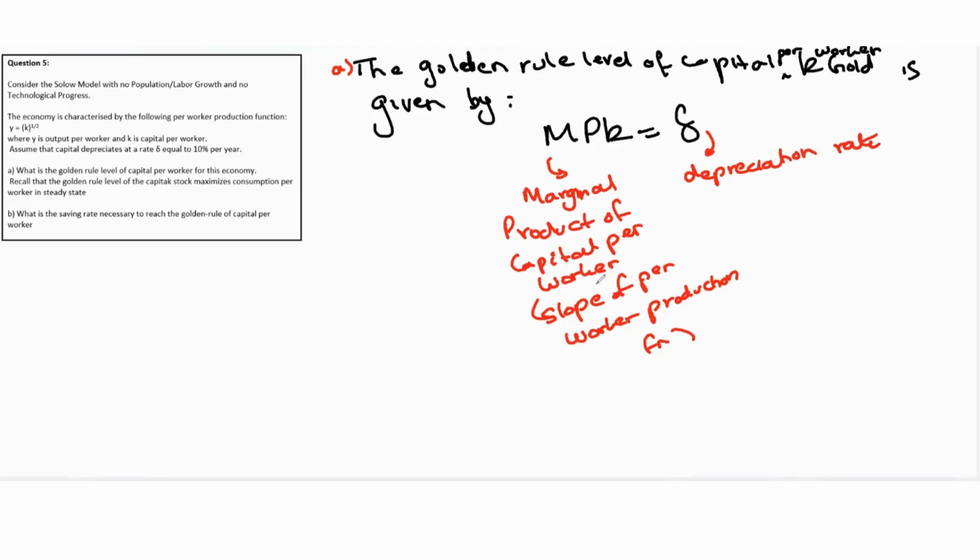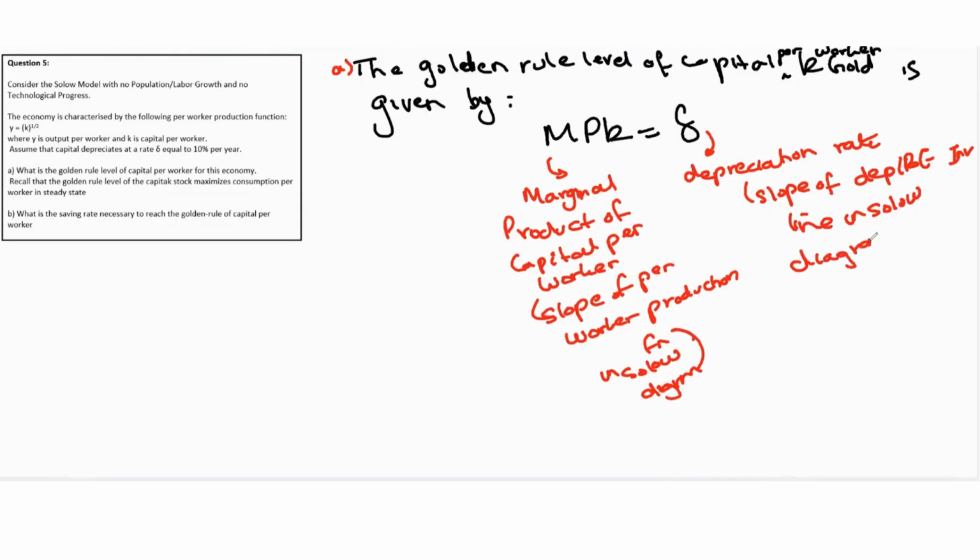And this is essentially now the Solow diagram. So in the Solow diagram, we have the per worker production function that we draw. And the depreciation rate is the slope of the depreciation, or what we call the break even investment line in our Solow diagram. Right, so this is what we know now. So the golden rule level of capital is given by where MPK is equal to delta.